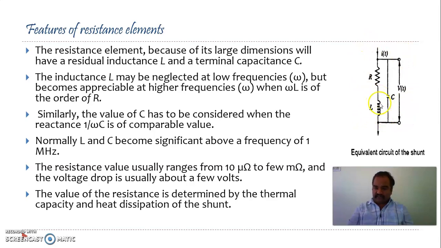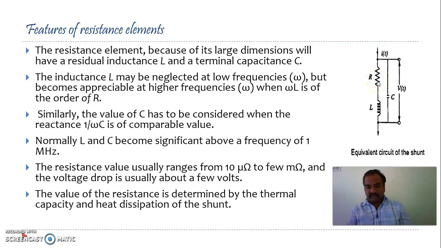So at low frequencies, L can be neglected. See here, the impedance offered by L is omega L, whereas for C it is 1 by omega C. At lower frequencies, omega L will be very low, so you can neglect it. But at higher frequencies, omega L will have a considerable value. Similarly, the impedance offered by C will be higher at lower frequencies and lower at higher frequencies. So you are supposed to consider this L and C impact also when you are considering the R value.